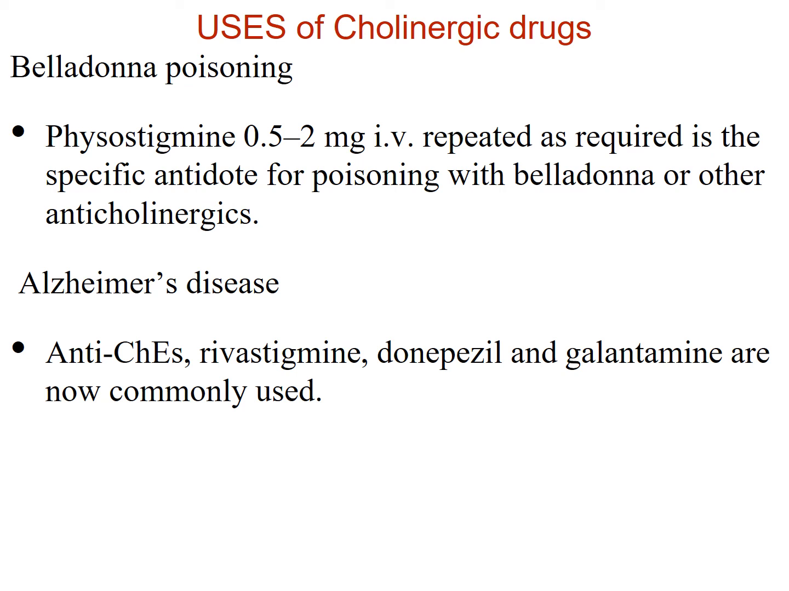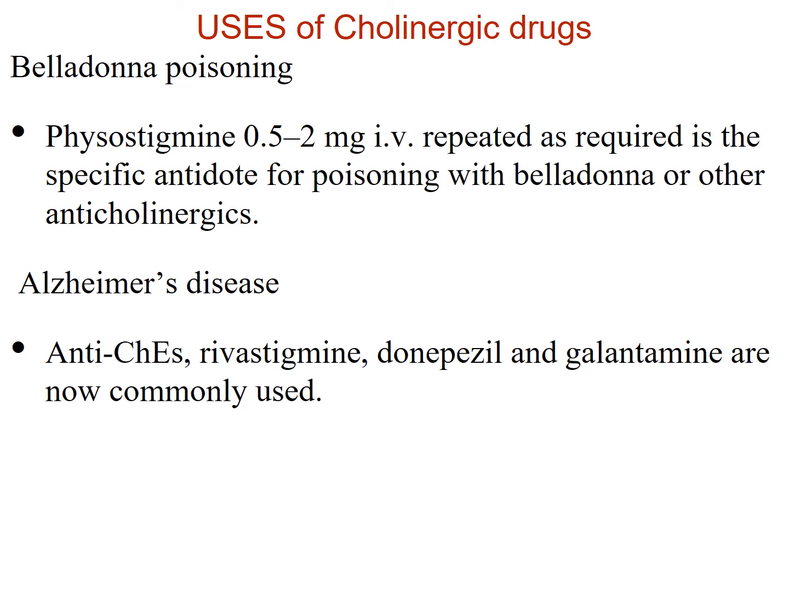In case of belladonna poisoning, we use physostigmine in the dose of 0.5 to 2 milligrams intravenously, repeated as required. Physostigmine causes its effect, but some of its side effects like hypotension, arrhythmias and undesirable central effects are also seen.